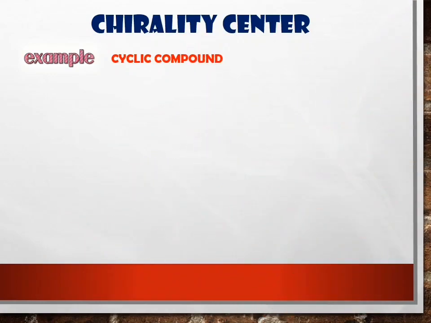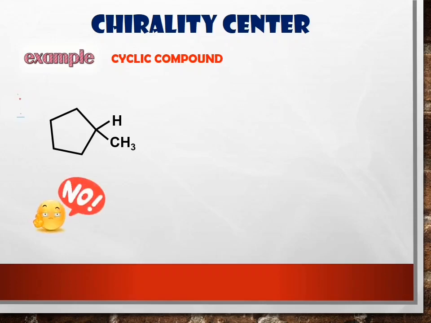Next, we look at examples of cyclic compounds. Cyclic compound means that the compound should contain a ring. So look at the first compound. For example here, does this compound contain a chiral carbon? No, this compound does not contain a chiral carbon. Why? Okay, I will prove it to you.